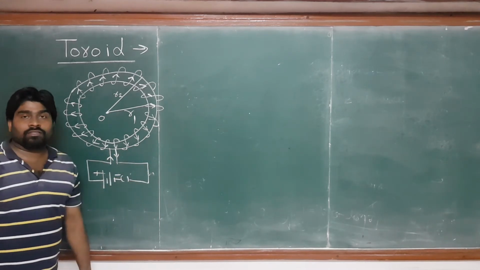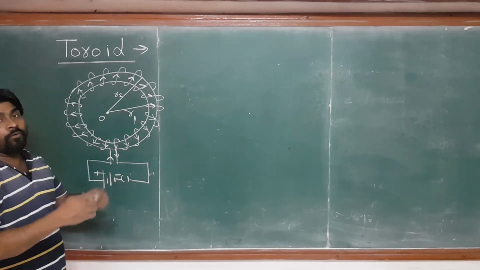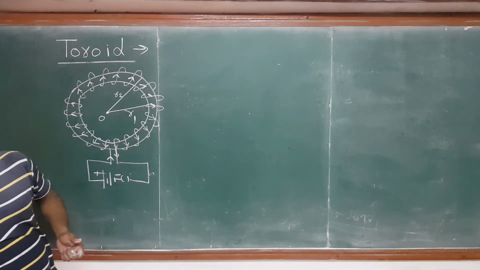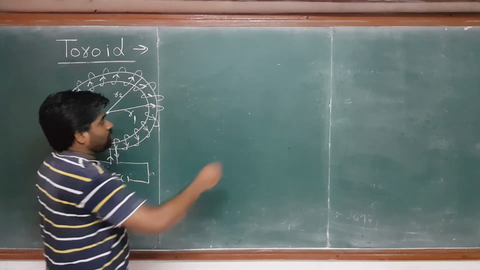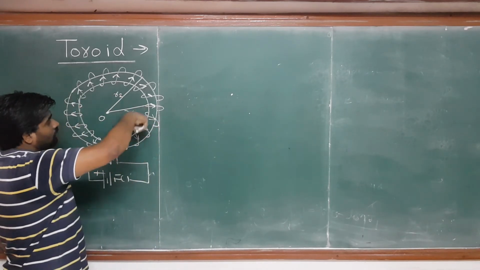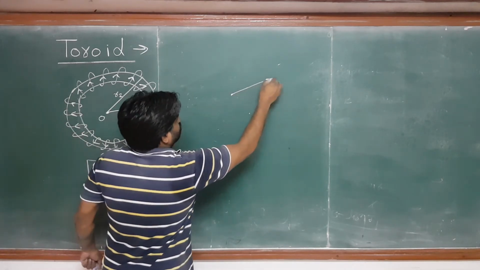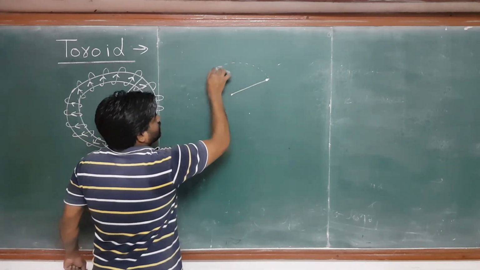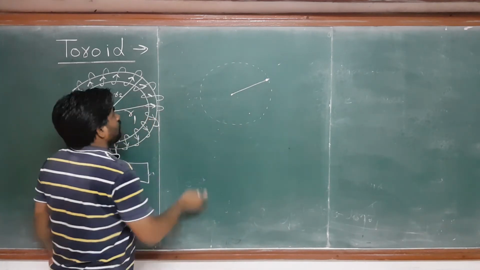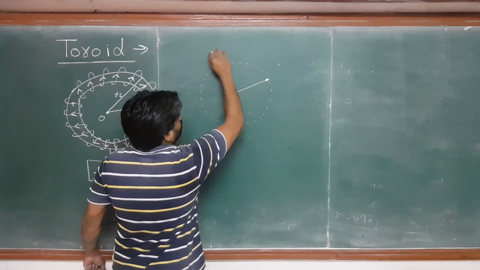But what would happen when the current passes through this toroid? What would be the shape and the structure of the magnetic field? So see here. This is the center and this is the internal ring of the toroid of radius R1. So the magnetic field will develop at this radius also. This is the external radius R2. So I will draw here.